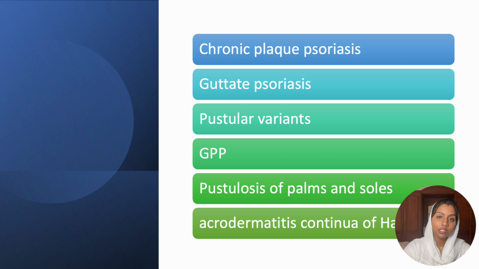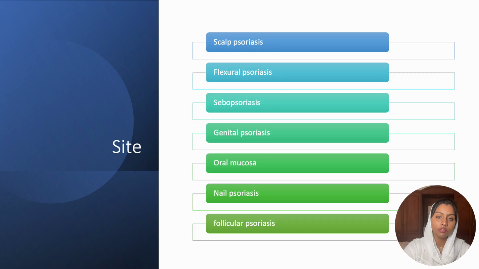The next classification is based on the site. So psoriasis basically divides into scalp psoriasis when there is involvement of the scalp. Then we have flexural psoriasis where there is involvement of the flexures. Then you have sebo-psoriasis where there is involvement of the seborrheic sites. Then you have genital psoriasis, oral mucosa involvement. Then you have nail psoriasis as well as follicular psoriasis where there is involvement of the hair follicle.